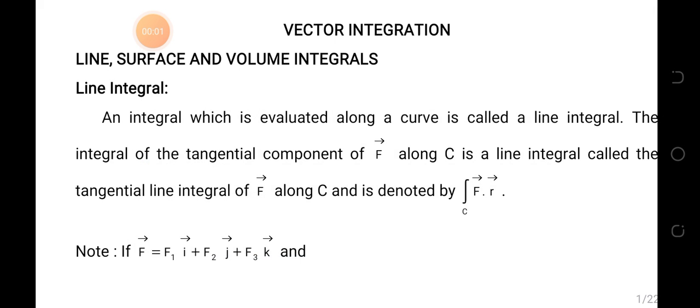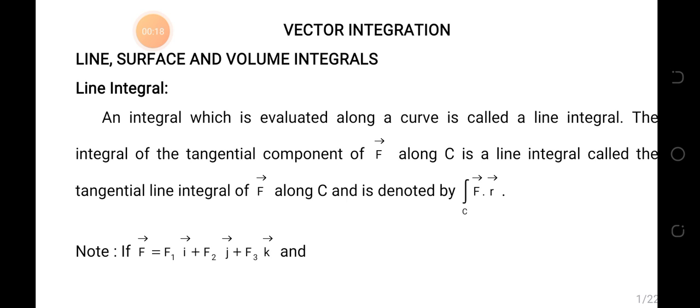Good afternoon, students. Today we are going to see vector integration. Among vector integration, we have three types of integrals: line integral, surface integral, and volume integral. Among those, first we see the line integral.